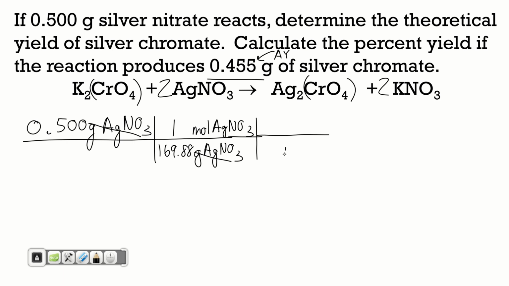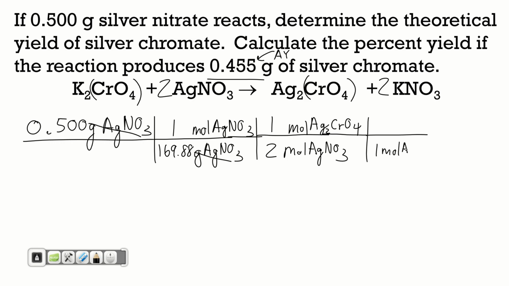I will then go from moles of AgNO3 to moles of, what am I looking for? Silver chromate, sorry. Ag2CrO4, though that's going to be a big molar mass. We'll get to that in a second. AgNO3 is 2, silver chromate is 1, and then 1 mole of silver chromate to grams.